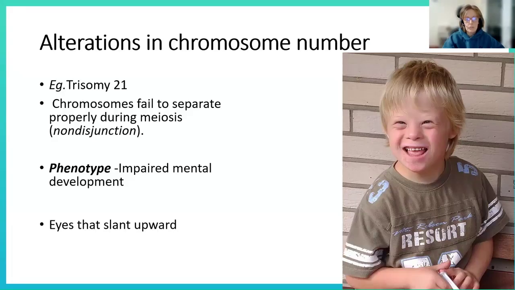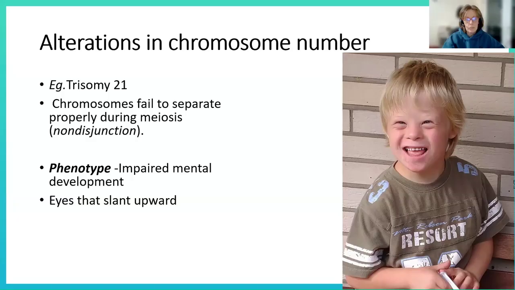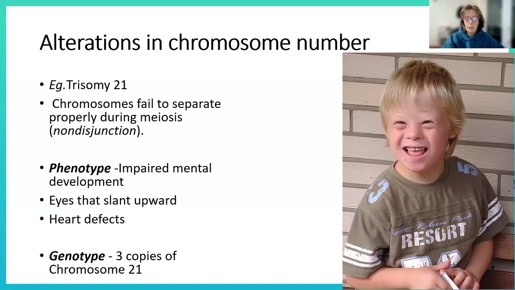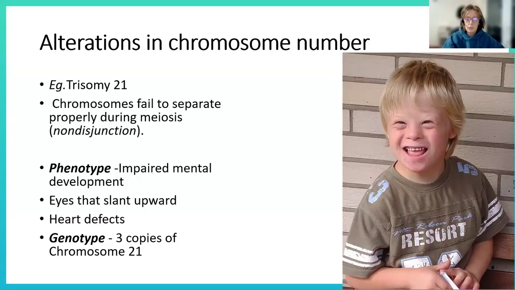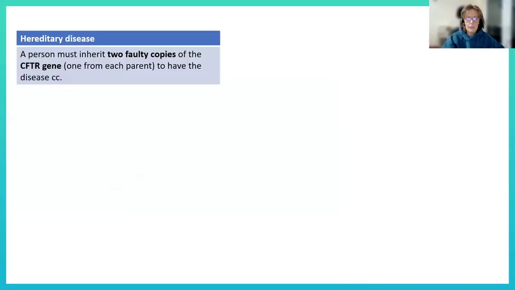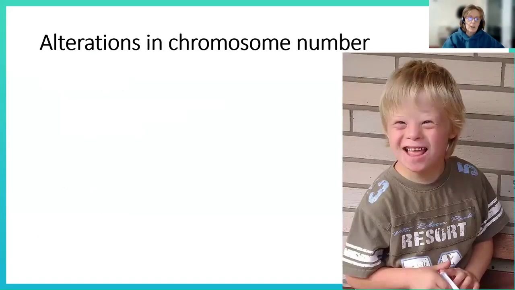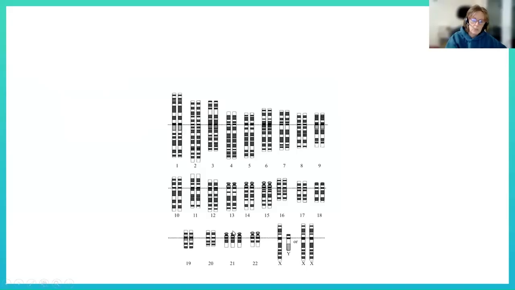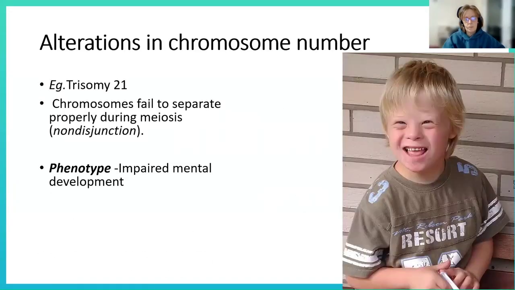You get impaired mental development, eyes that slant slightly upwards, and also heart defects are really common. And what happens to individuals with trisomy 21 is they have 3 copies of chromosome 21. You can see the trisomy, 3 chromosomes for 21 there, on that karyogram. So all of these conditions are due to deletions or translocations of parts of chromosomes or non-disjunction. So DNA not separating properly when the gametes are formed.